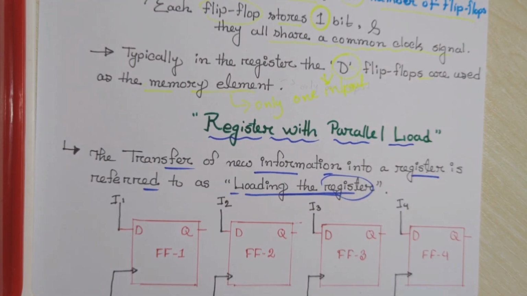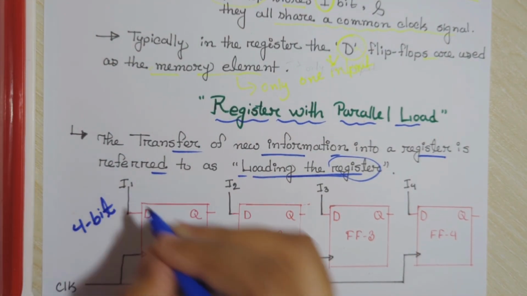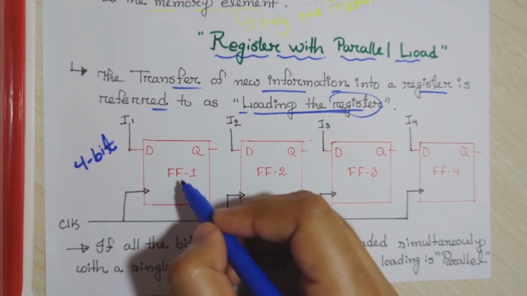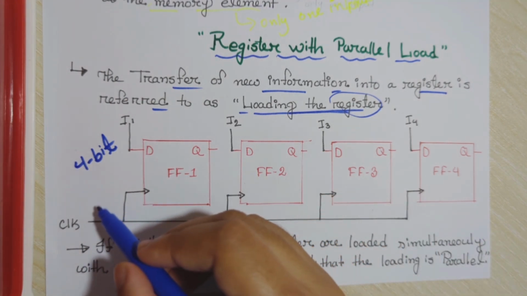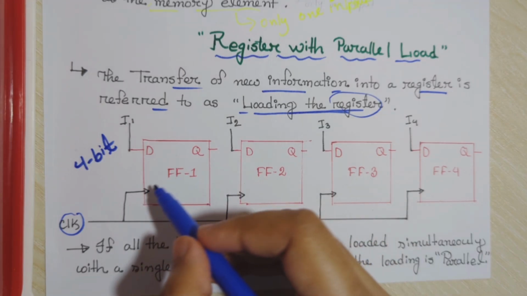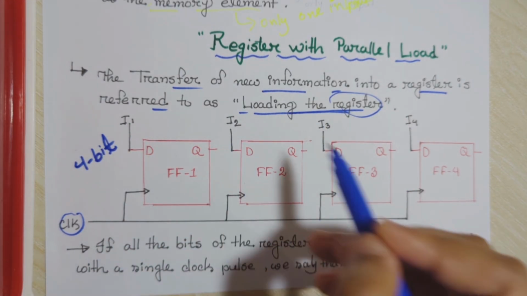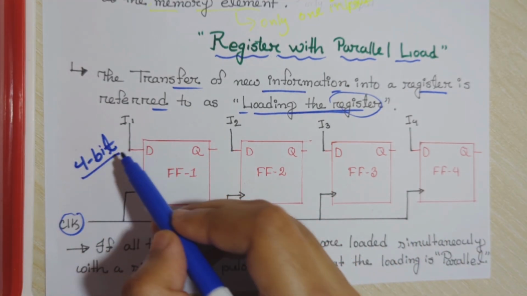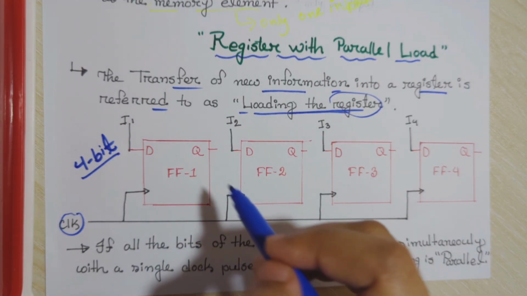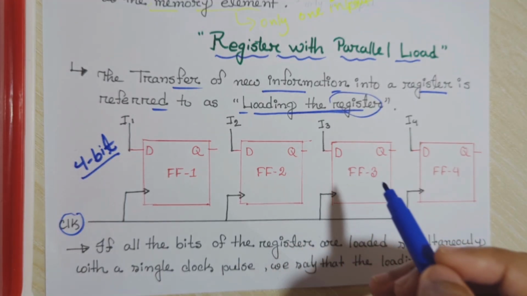Let's see a block diagram of a parallel load register. Suppose this is a 4-bit parallel load register. Here we have drawn 4 D flip-flops, and one same clock pulse is applied to all the flip-flops at a time. Here I1, I2, I3, I4 are 4 different inputs for these 4 flip-flops, as they will store different 4-bit binary information. So there will be 4 inputs in 4 different flip-flops, and this diagram is called a register.